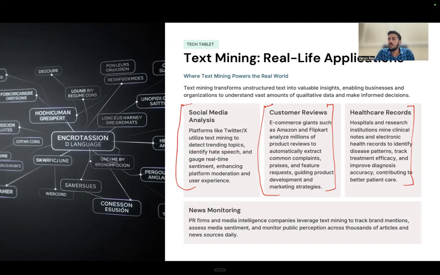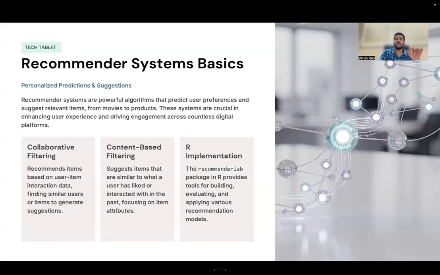Okay, and finally, news monitoring. PR firms, that is public relations firms, and media intelligence companies use a lot of text mining and track brand mentions to understand how a product is performing, how an actor is performing, or how a movie is performing across lakhs and crores of articles that are printed on a daily scale. So this is what we have when we talk of text mining and real-time applications.